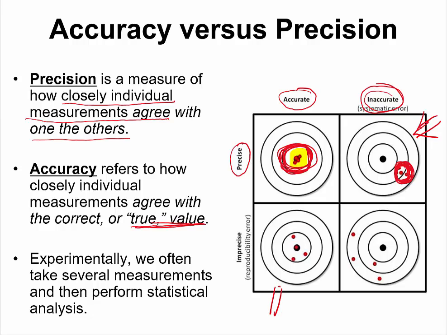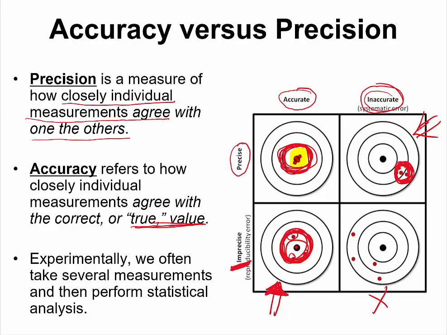In this third figure, the darts are all in the bull's eye. However, they are all over the place within the bull's eye. So they are said to be imprecise, but because they all hit the target, they are said to be accurate. So they are accurate, but imprecise.